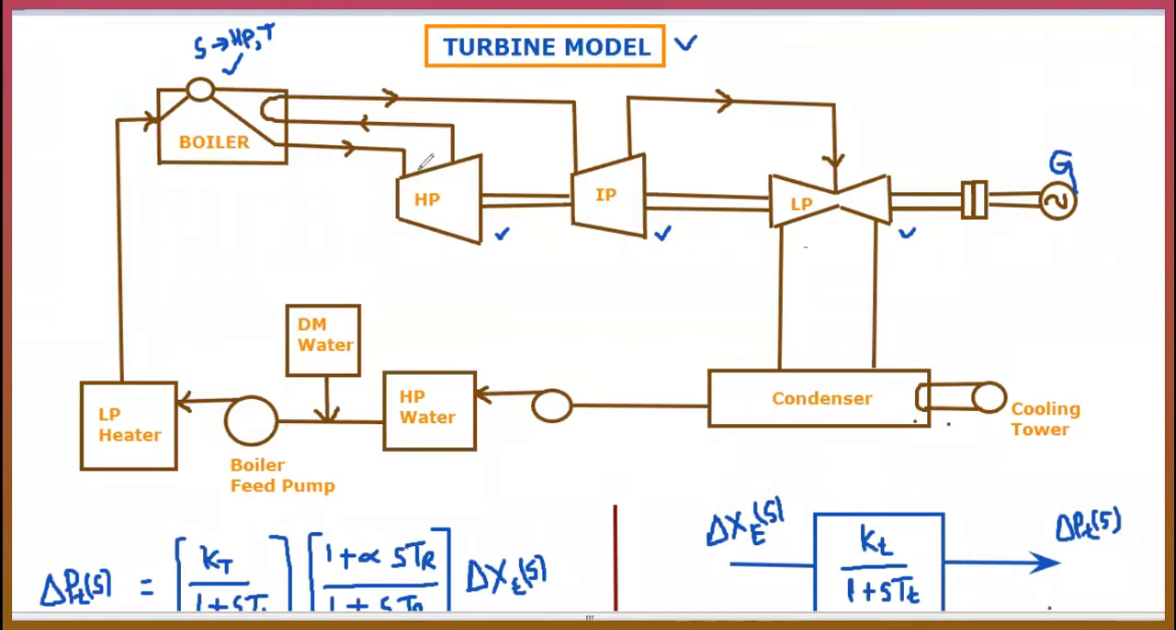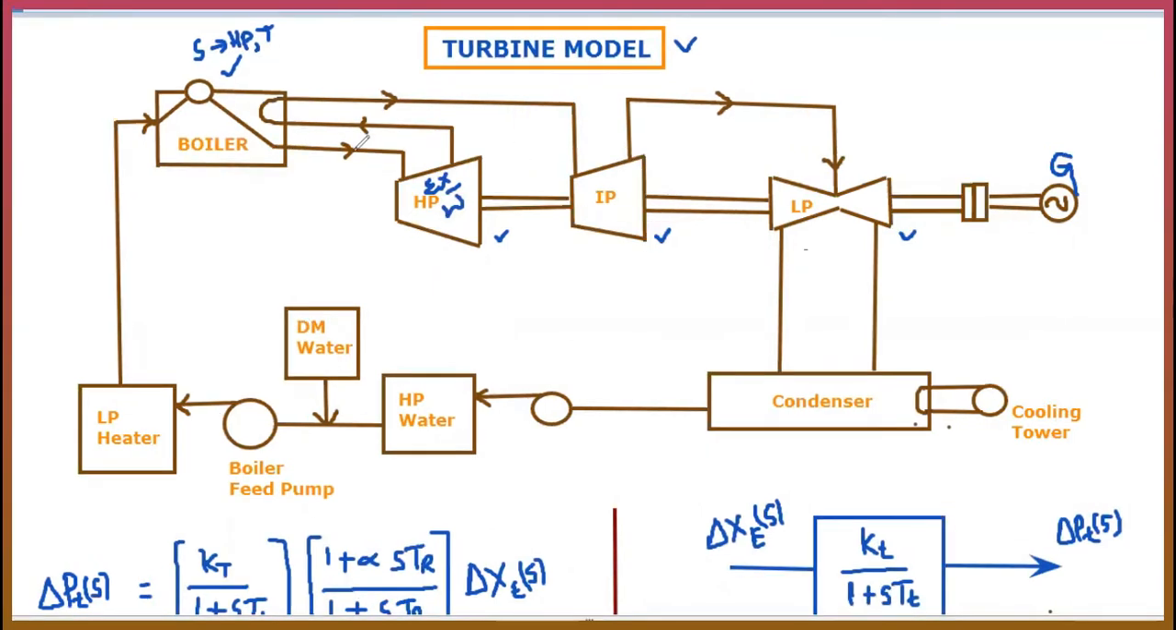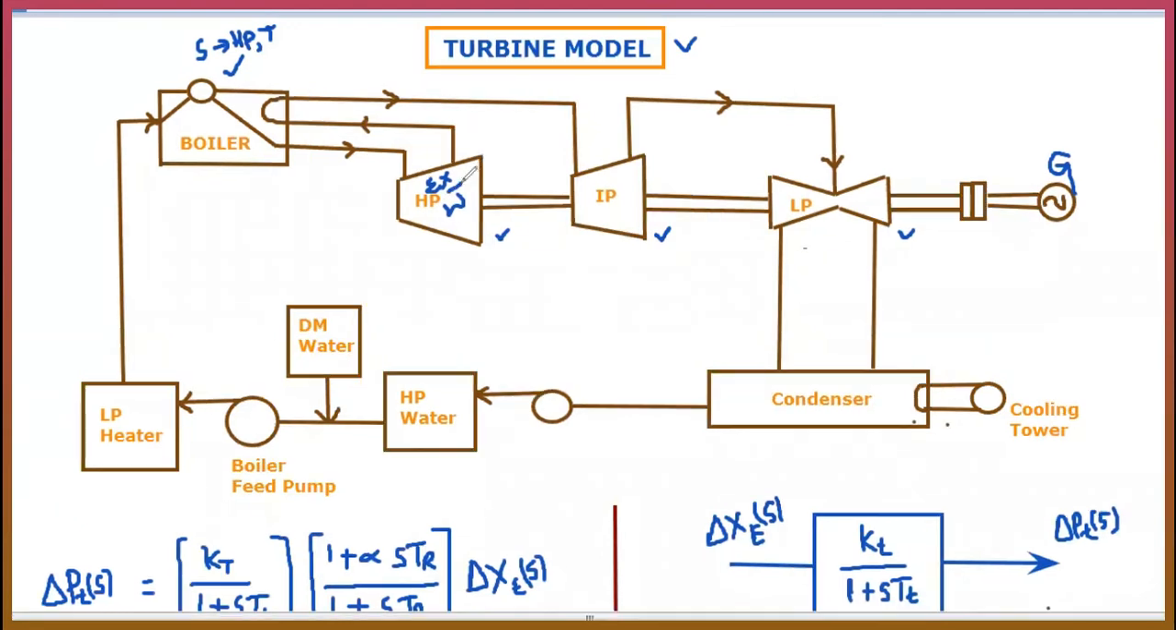So the steam enters from the boiler into the high pressure stage of the turbine, and then the steam is expanded inside the high pressure turbine. While it expands, some work is done on the vanes of the turbine. Because high pressure steam is passed through the tubes and released into the high pressure turbine, it expands, and during the expansion process some work is done.